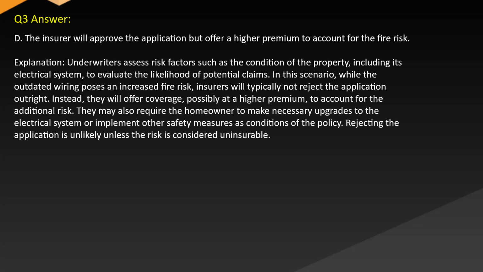Answer. D. The insurer will approve the application but offer a higher premium to account for the fire risk. Explanation. Underwriters assess risk factors such as the condition of the property, including its electrical system, to evaluate the likelihood of potential claims in this scenario. While the outdated wiring poses an increased fire risk, insurers will typically not reject the application outright. Instead, they will offer coverage, possibly at a higher premium.